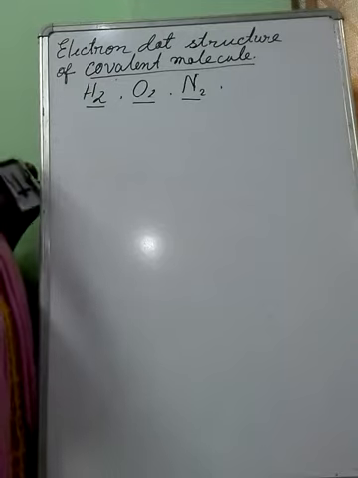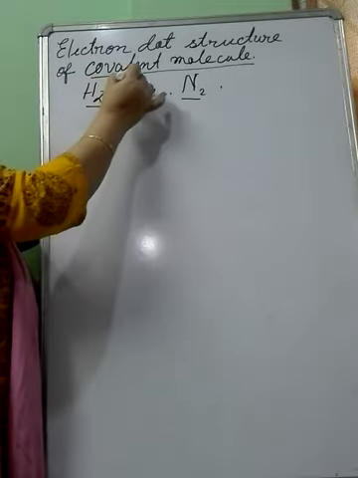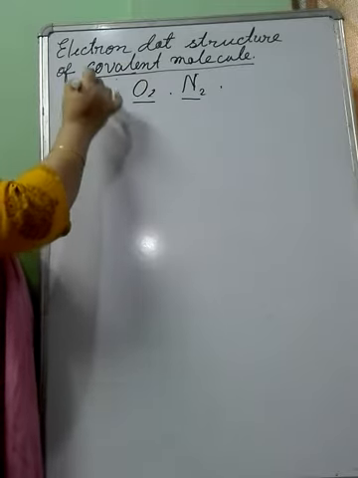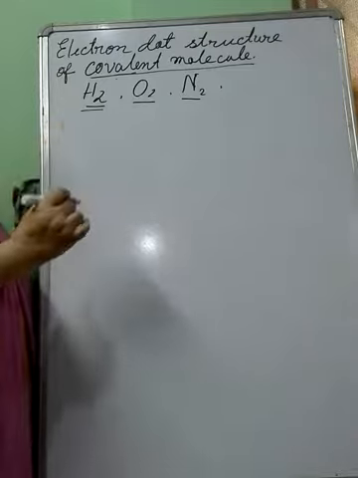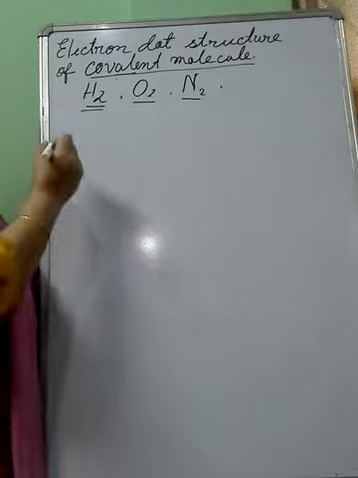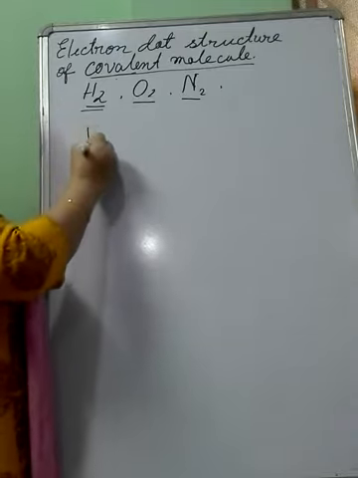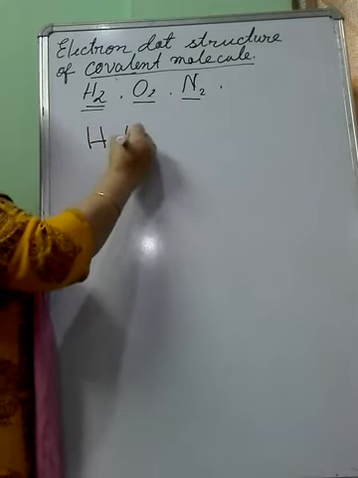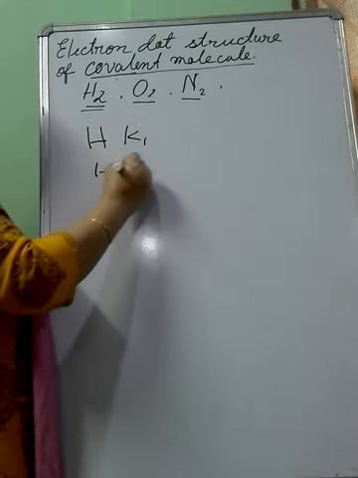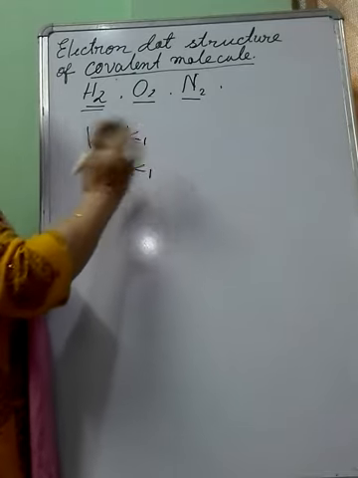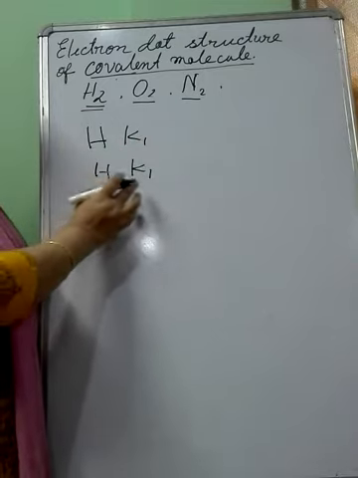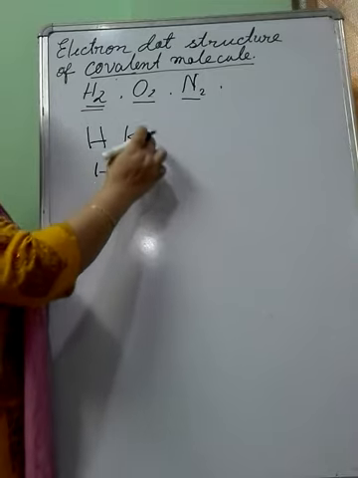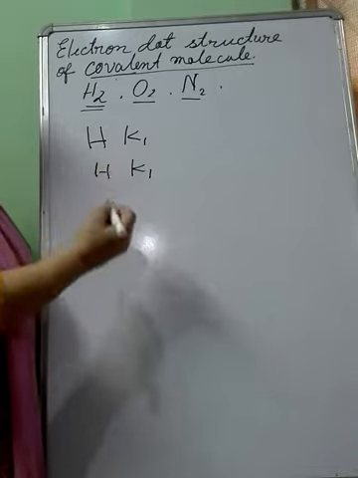Now let us see the covalent bond formation by hydrogen and how you can draw the electron dot structure for hydrogen. First of all, we know that each hydrogen configuration is K1. So both the hydrogen require one electron. So what will they do to get the helium configuration? They will share this electron pair. So how to draw it?